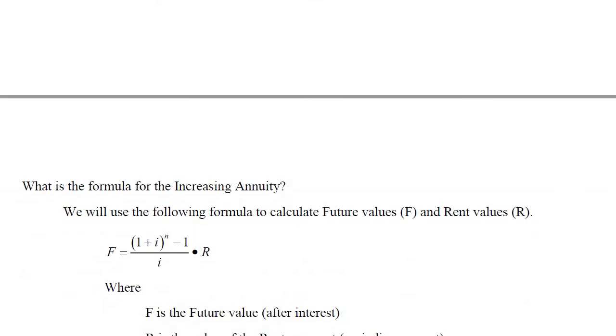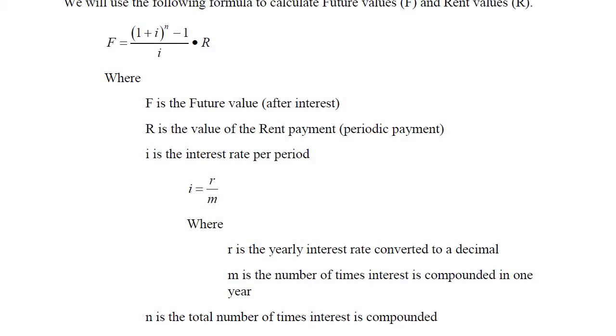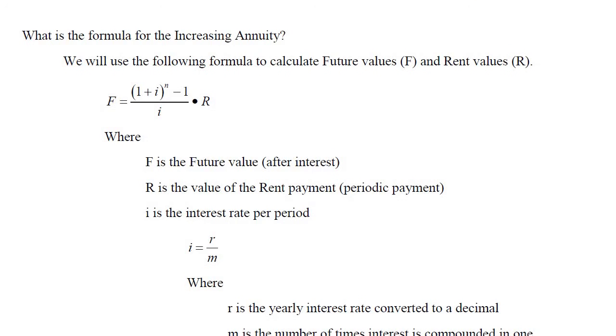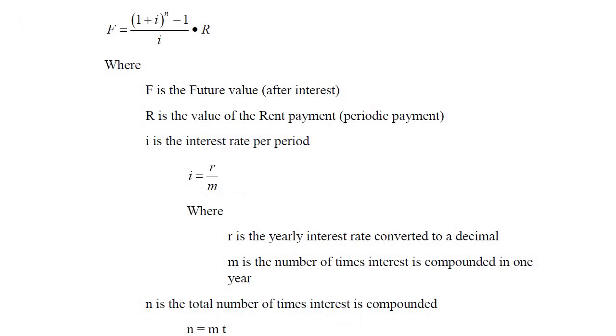So let's take a look at the formula for the increasing annuity. The formula that we are going to use is the following. F, the future value, is equal to a relatively large fraction. In the top of that fraction we have open parentheses 1 plus I, where I is the interest rate per period, raised to the n exponent, where n is the total number of times interest is compounded, and then minus 1 over I, and then all of that is multiplied by R, which is the rent value.